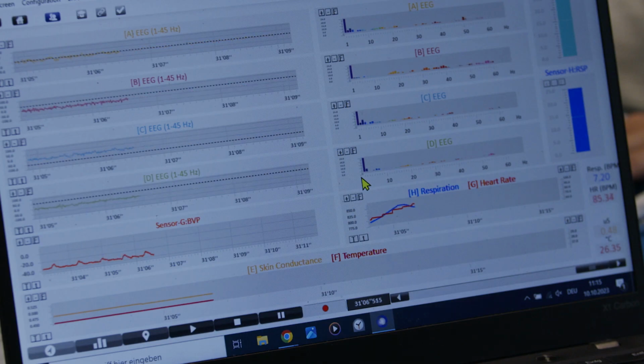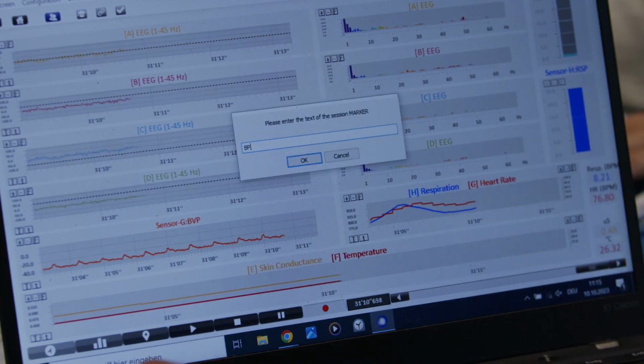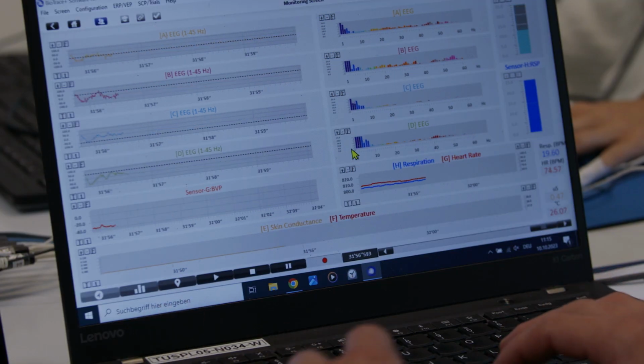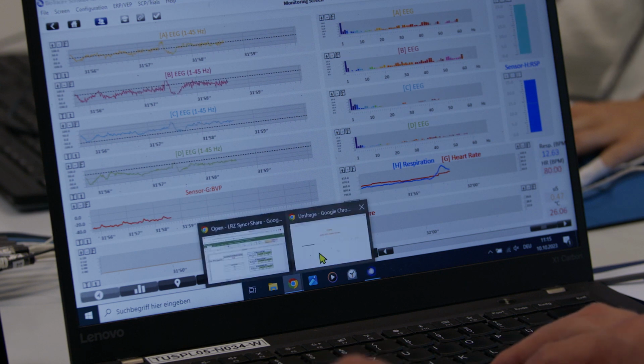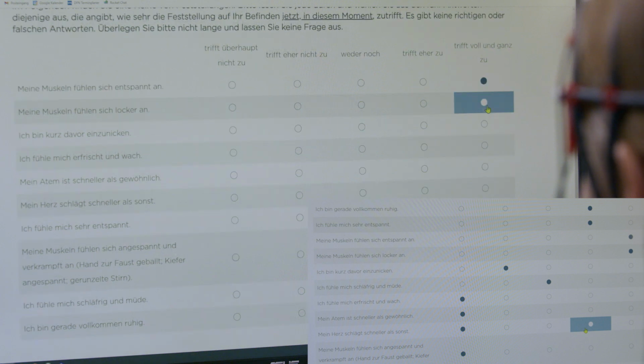Now, after 5 minutes, we end the breathing protocol and set a marker. So right after the breathing exercise is finished, I will open up the questionnaire again, and she can continue to fill out the questionnaire. It is the same questionnaire she filled out at baseline.